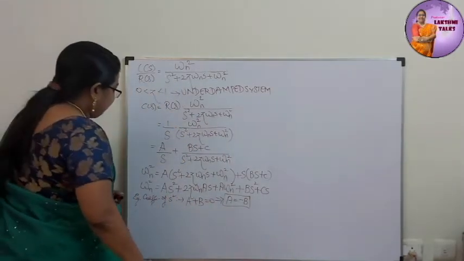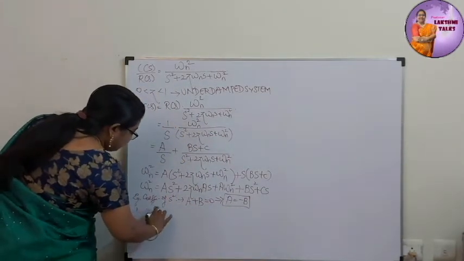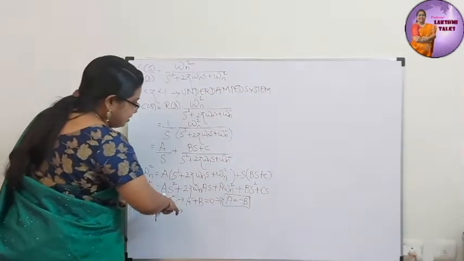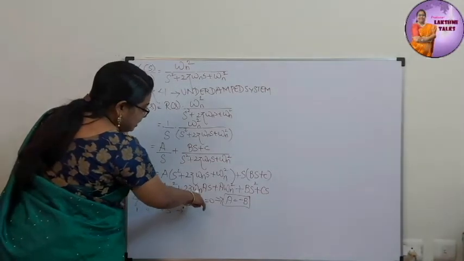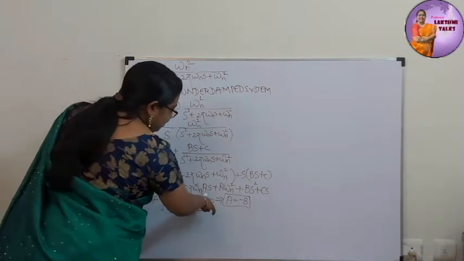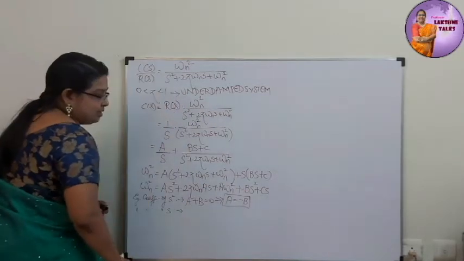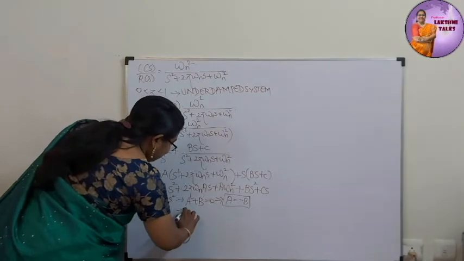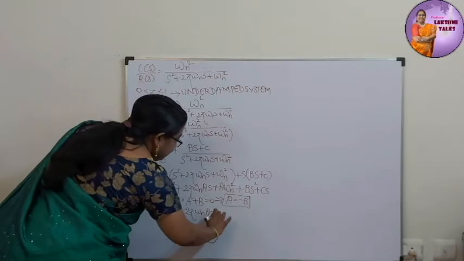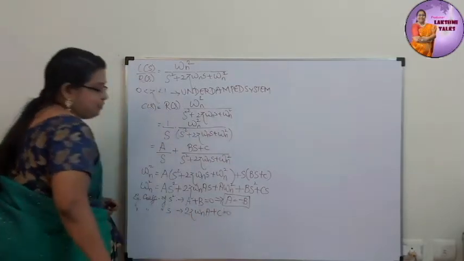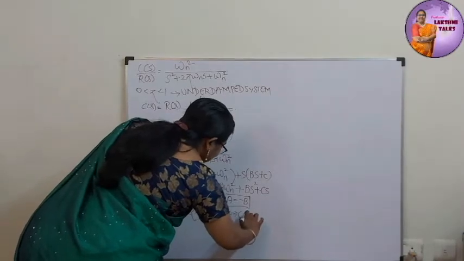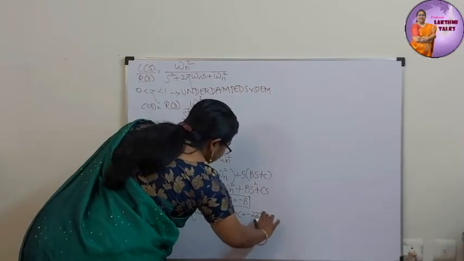Now we have to equate the coefficient of S. Again left hand side is 0. What about right hand side? 2 zeta omega n A plus C. Am I right? 2 zeta omega n A plus C is equal to 0. So which means C is equal to minus 2 zeta omega n A.